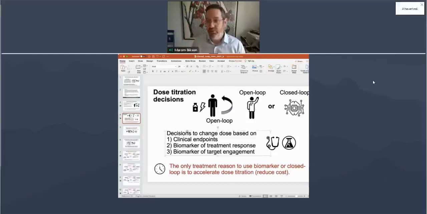Now, what do we base decisions on? The most basic thing to base decisions on is the clinical endpoint, the thing ultimately that the person is receiving stimulation for.